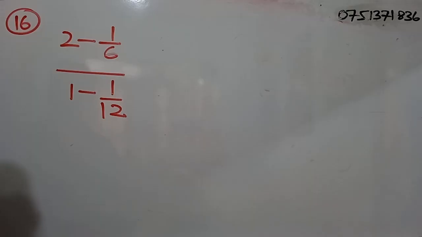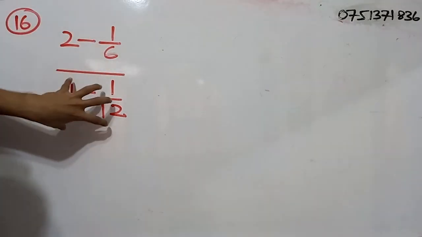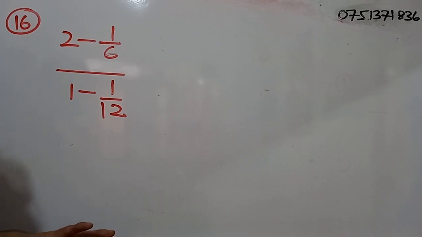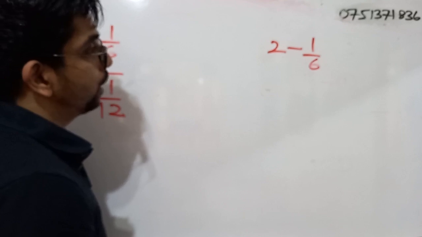Right. Question number 16. So we have been given a fraction to simplify. The easiest method to approach this question is, here we have the top part and the bottom part, no? So it would be better for us if we simplify those 2 parts separately. So 2 minus 1 by 6.